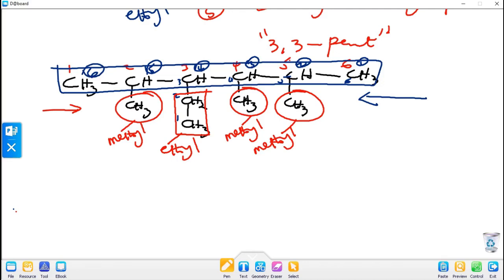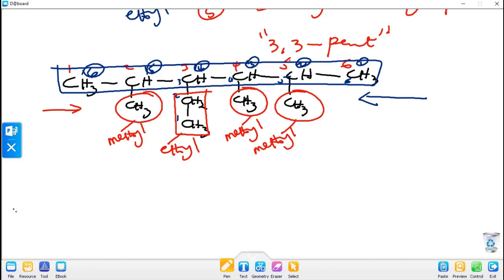So where do we come from? From the right or from the left? Which is proper, which is appropriate? The rule says we should start our numbering from the side that will give the larger side chain the lowest possible number. And from the side chains we have, ethyl is the larger, or since there are more than 2, is the largest side chain. So the other side chains are methyl, methyl. Ethyl is the largest of these 4 side chains we have.